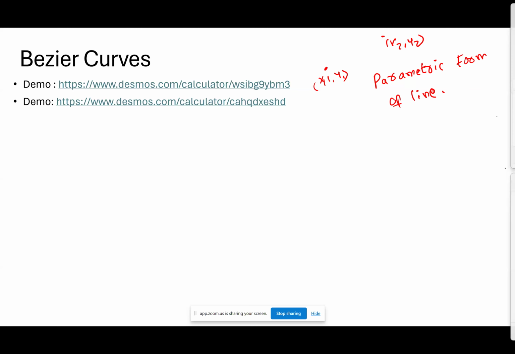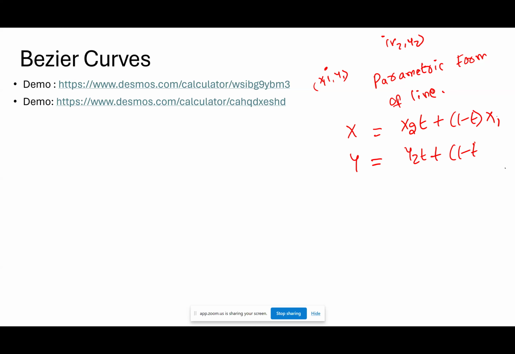It simply says that x, these are the intermediate points, x is nothing but x2 into t plus 1 minus t into x1, and y is nothing but y2 into t plus 1 minus t into y1. So now I have this parametric representation. Can anyone say what happens when t equals 0 and t equals 1?